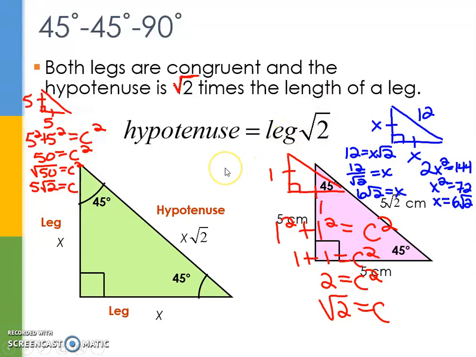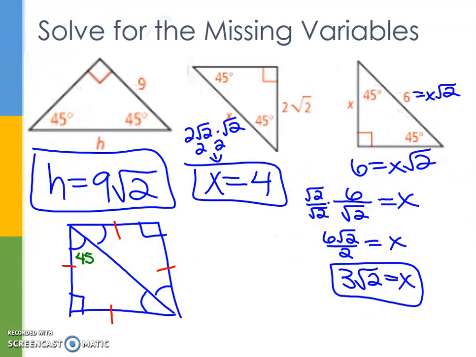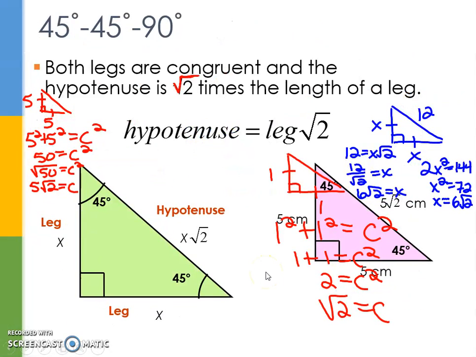Radical 2. That is the formula. That is the rule, okay? So let's solve for the missing variable. I want you to look at this one. Right here, you have a 9. So that's going to be 9, right? So this hypotenuse is 9 radical 2. That's the answer. Because the formula is leg, whatever the number is, radical 2.